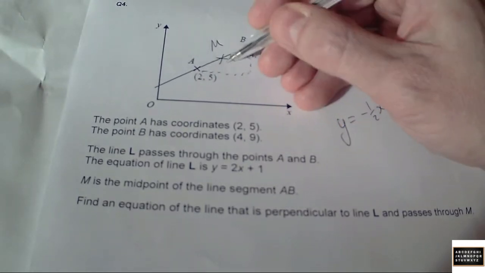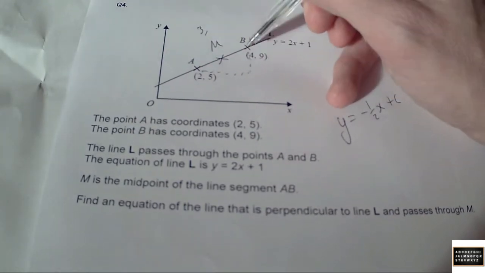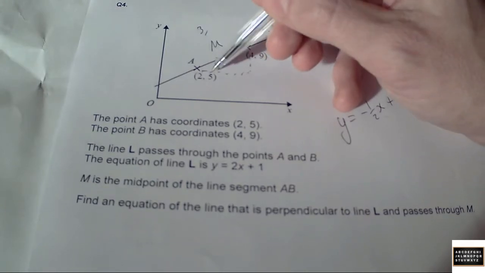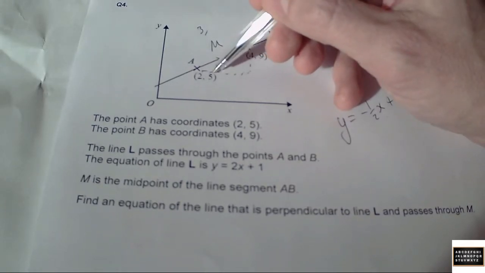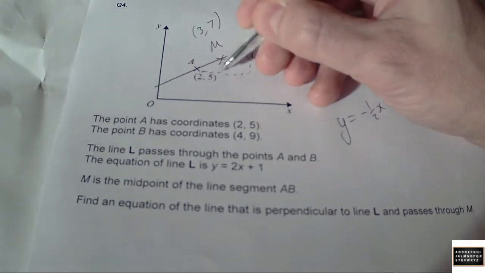So 2 plus 4 is 6, 6 divided by 2 is 3. So that's going to be the coordinate 3. And then half of the change up. The change up is 4, so it's going to go up 2 from there. So it's going to be 9 plus 5 is 14. 14 divided by 2 is 7. So 3, 7 is this point here.